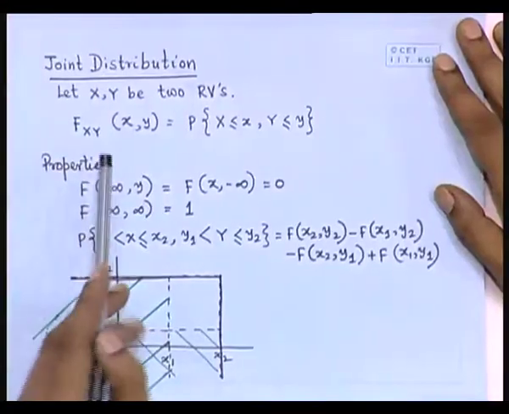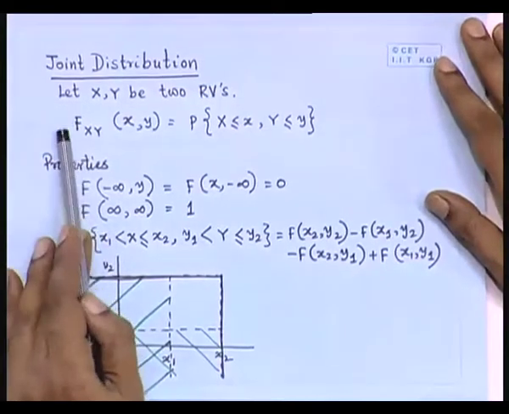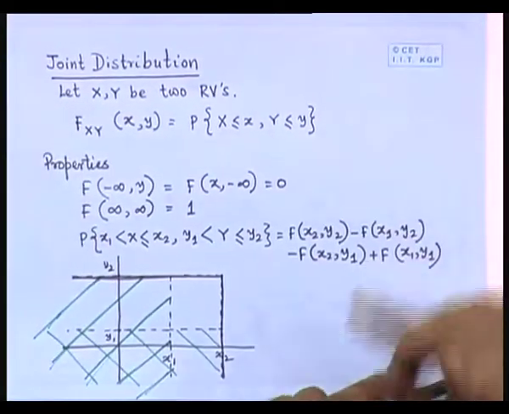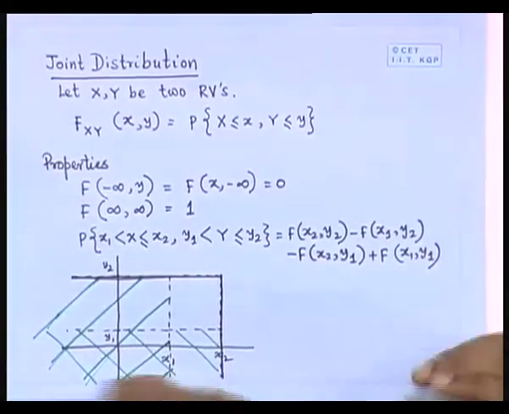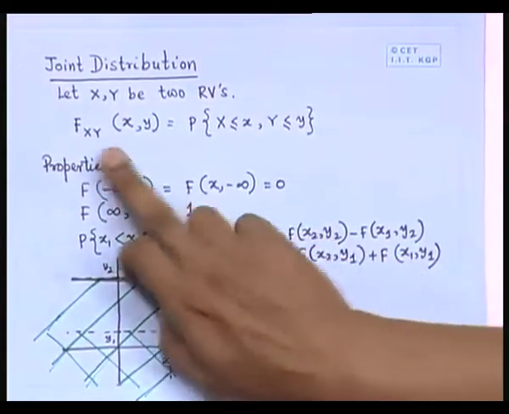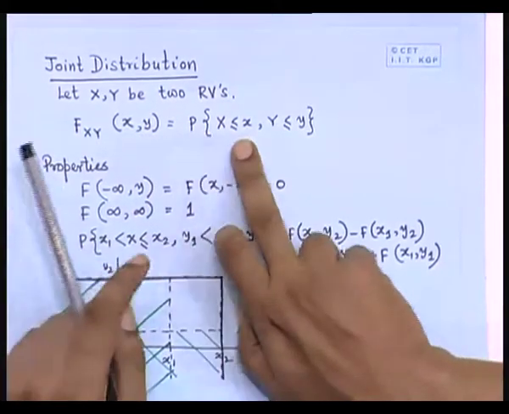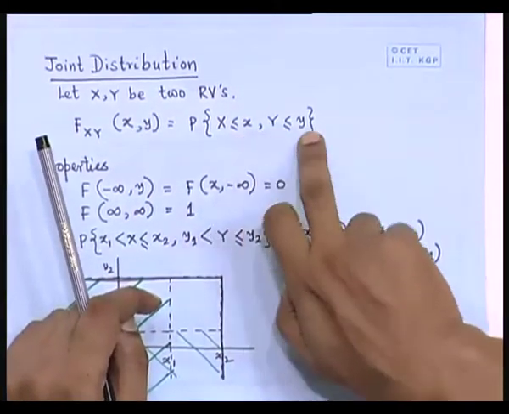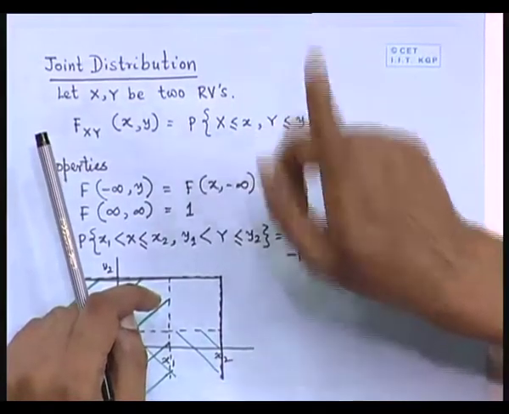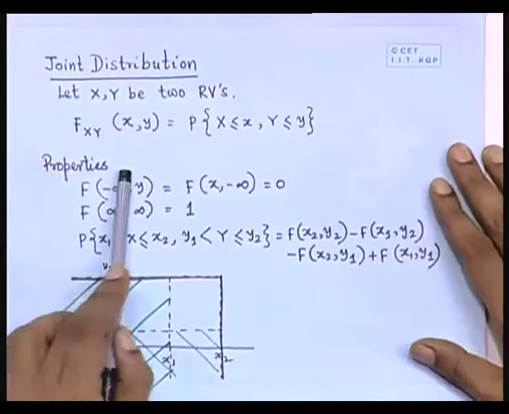So here, I am trying to define what is known as a joint distribution function of two random variables x and y, and this is the meaning. The meaning of F_XY(x, y) is the probability that simultaneously X is less than or equal to x and Y is less than or equal to y, simultaneously. That is important, right.